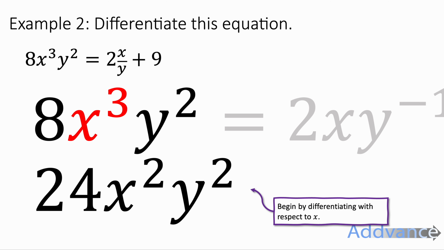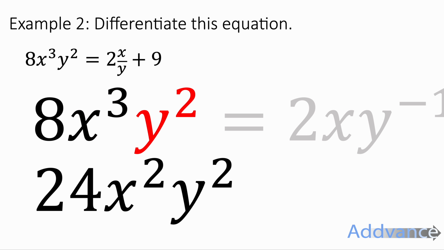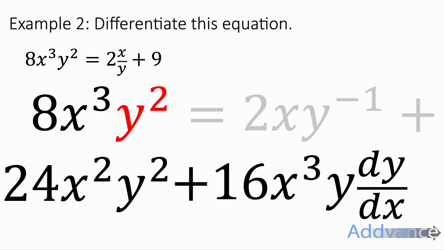So we start by just differentiating the x's normally. The y squared stays where it is, that's just something you're multiplying by. Now we'll differentiate the y squared, and the power of 2 comes down, so 8 times 2 is 16, x to the power 3 stays, and the y becomes y to the power 1, because you take 1 off the power, 2 minus 1 is 1. But we've differentiated with respect to y here, so we need to multiply by dy over dx.